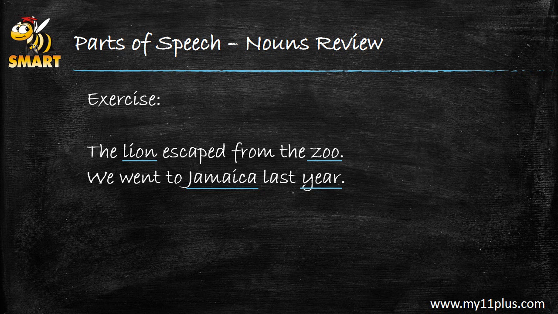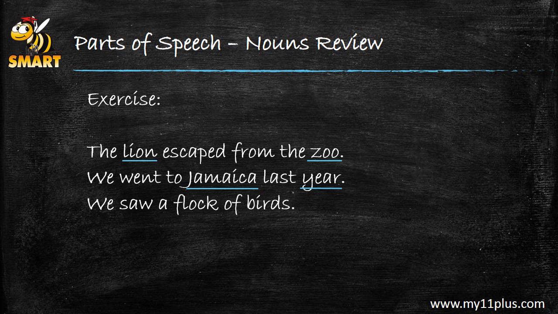Let's look at the next noun in that sentence. The word year is also a noun. It's the general name given to a specific period of time. It's also a countable noun because you can count the number of years. But would you say it's abstract or concrete? Well, I would say it's an abstract noun because it's not something that you can see or that you can touch.